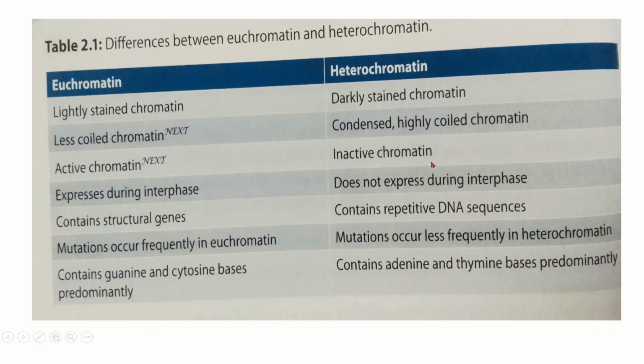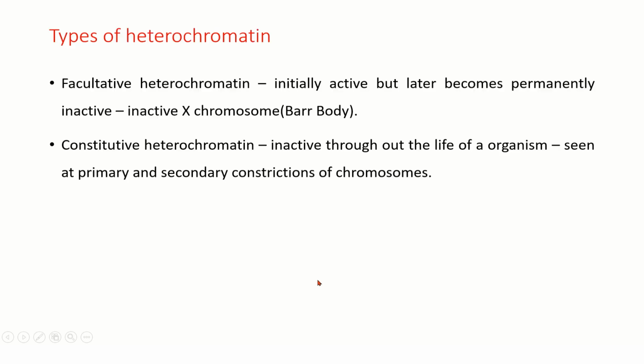So, the difference between euchromatin and heterochromatin. Euchromatin is lightly stained chromatin, whereas heterochromatin is darkly stained chromatin. There will be less coiling here, and more coiling here. Euchromatin is the active chromatin, heterochromatin is the inactive chromatin. This is expressed during interphase. This does not express during interphase. This contains structural genes, this contains repetitive DNA sequences. Mutations occur frequently in euchromatin because it is active, and less frequently in heterochromatin.